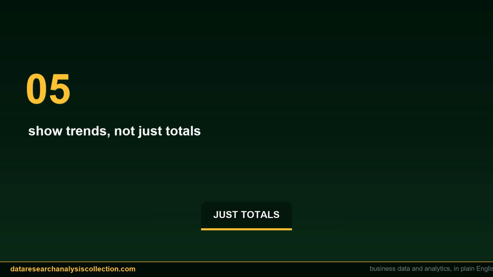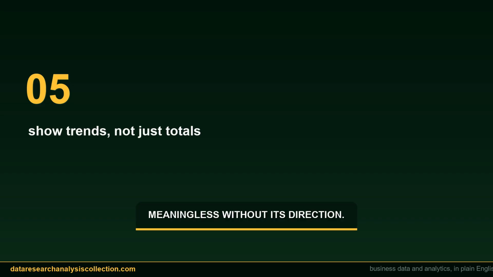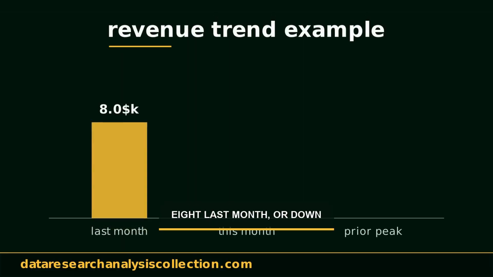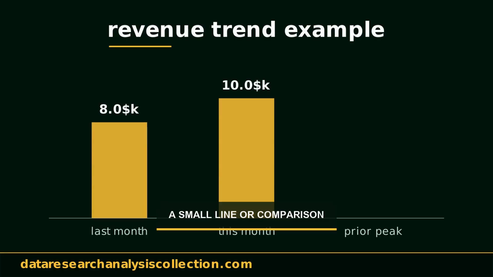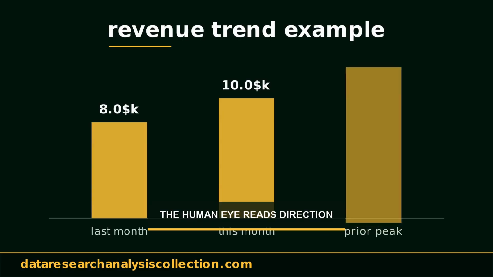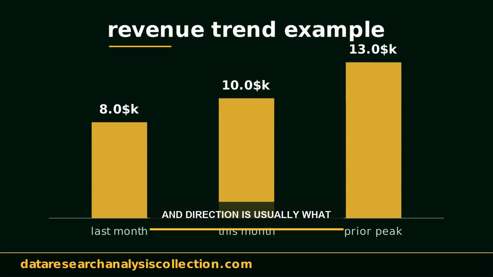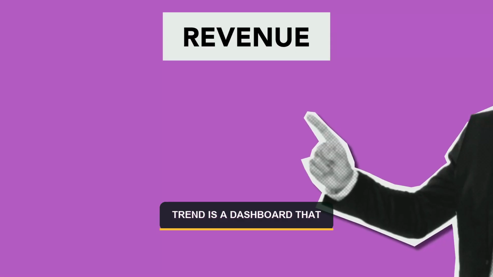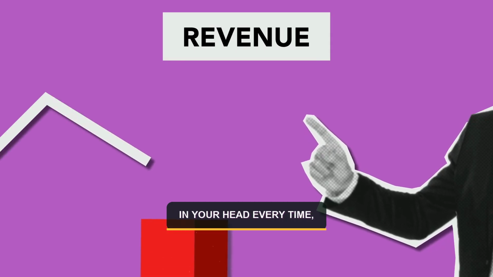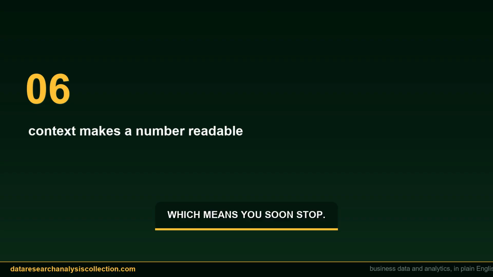Show trends, not just totals. A single number is nearly meaningless without its direction. Revenue of 10,000 this month tells you almost nothing, but 10,000 up from 8 last month or down from 13 tells you everything. So show each key metric with its trend, a small line or a comparison to the previous period, not just today's total. The human eye reads direction instantly, and direction is usually what drives the decision. A dashboard of bare totals with no trend is a dashboard that makes you do the comparison in your head every time, which means you soon stop.